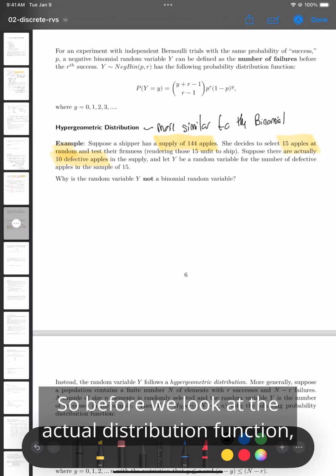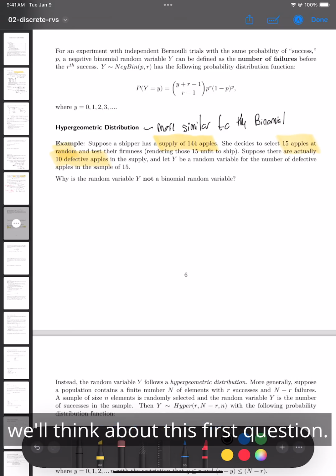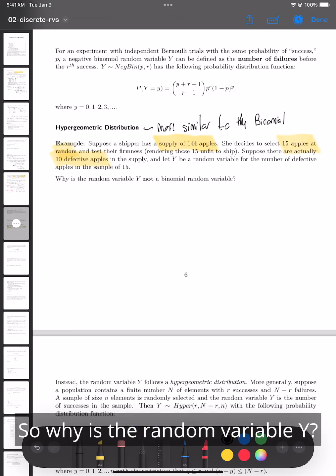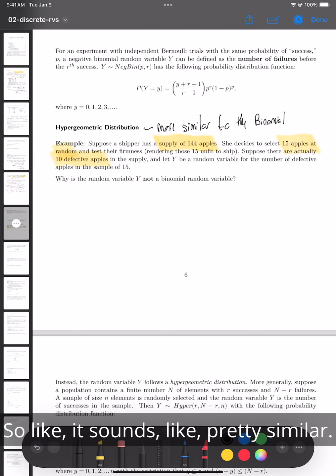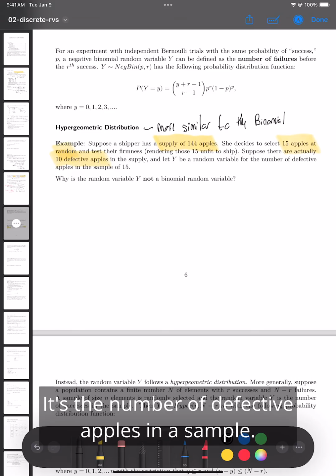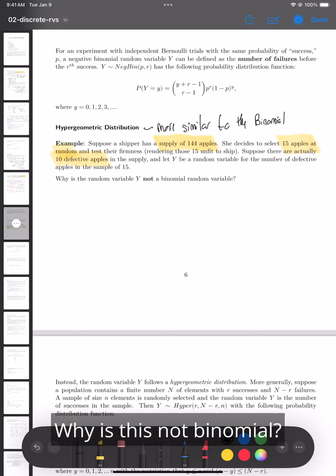Before we look at the actual distribution function, we'll think about this first question. Why is the random variable y not a binomial random variable? It sounds pretty similar. It's the number of defective apples in a sample. Why is this not binomial?